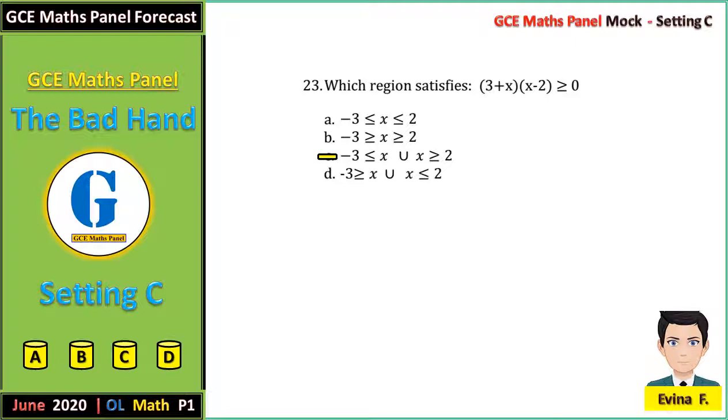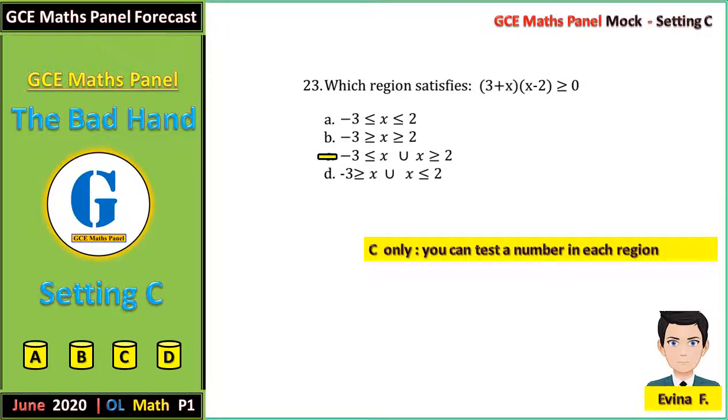The endpoints here will be x equals minus 3 and x equals plus 2. So we just have to test. If we used, for example, 0, which lies between minus 3 and 2, and we put 0 into this equation, we will have 3 times minus 2, which is minus 6, and it's not greater than 0. Therefore, the region between minus 3 and 2 is wrong. The correct region is outside. So minus 3 greater than or equal to x and x greater than or equal to 2 is the correct solution.